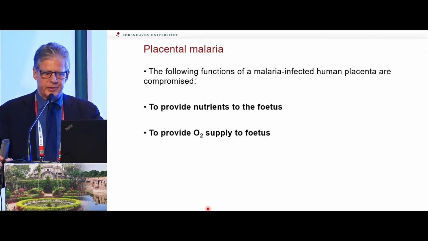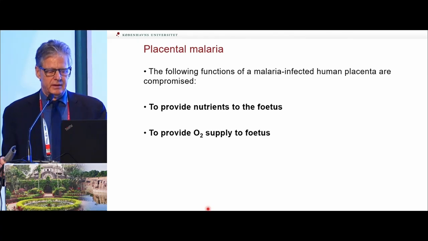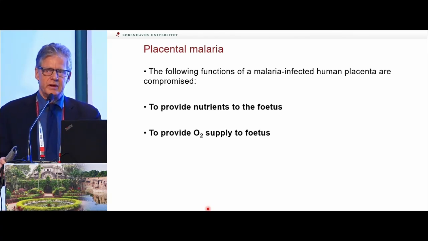And if it happens, what are the compromised functions that we see? Well, if the human placenta is infected, it may compromise nutrients to the fetus, and it may also compromise oxygen supply to the fetus.